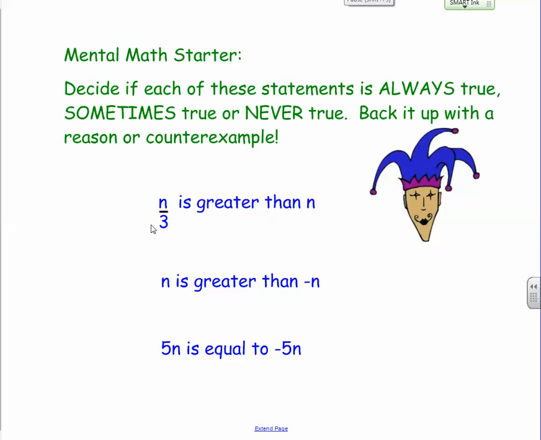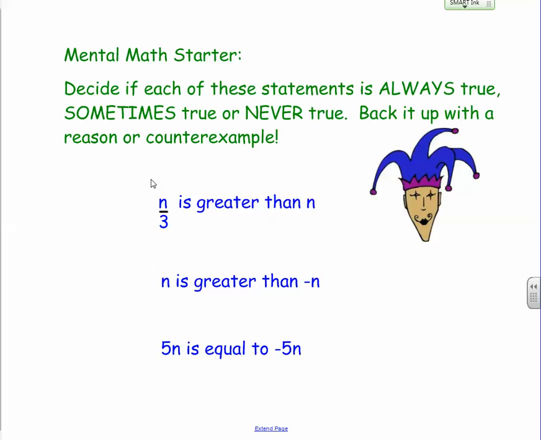Logical reasoning and guessing and checking to see if these three statements are always true, sometimes true, or never true. So we talked about what kind of numbers you need to check for n. You need to check positive numbers, negative numbers, decimals, and fractions before you decide that something is always true, sometimes true, or never true. And what we found in class is that all of these were sometimes true.